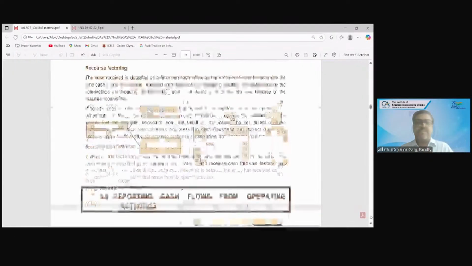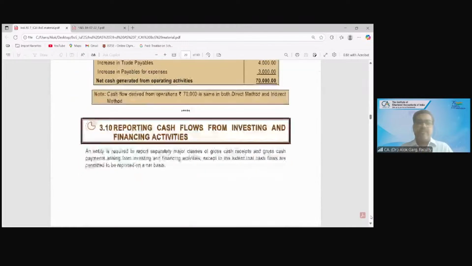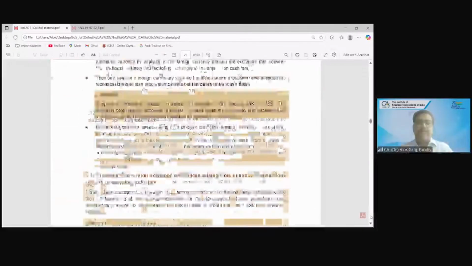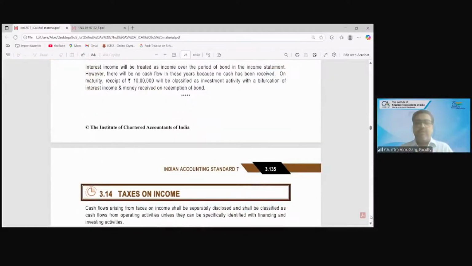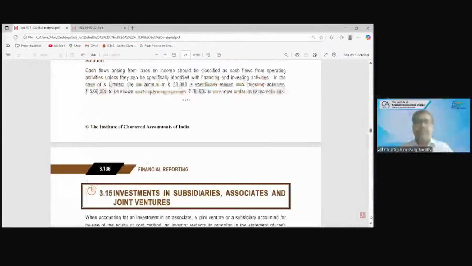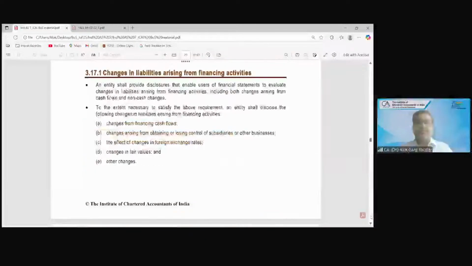Let's discuss that. Illustration number 11, the full-fledged cash flow statement. We have done so many small illustrations. We have also done cash flow from operating activity by direct method and indirect method. So let's discuss one of the illustrations.